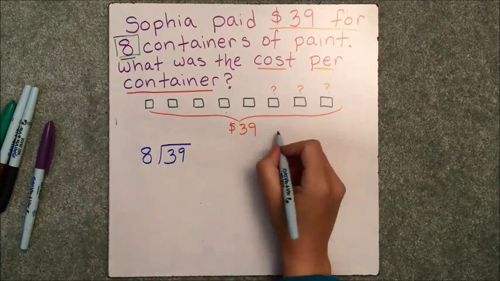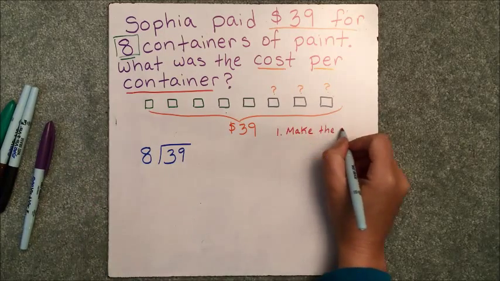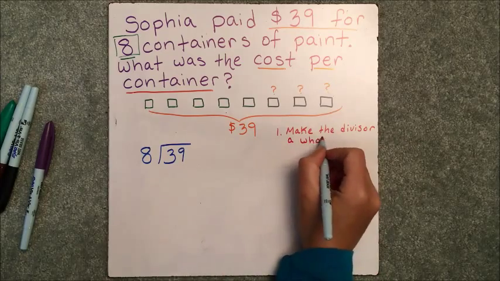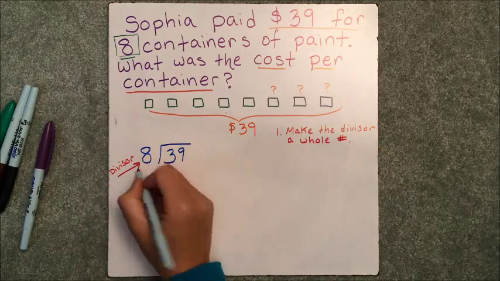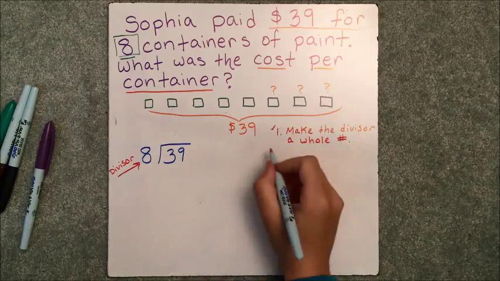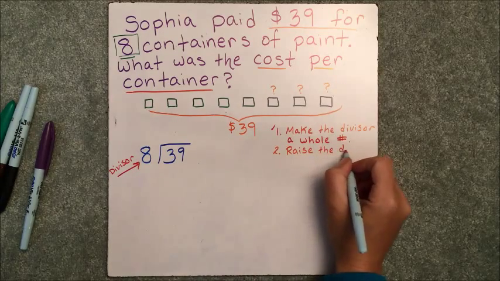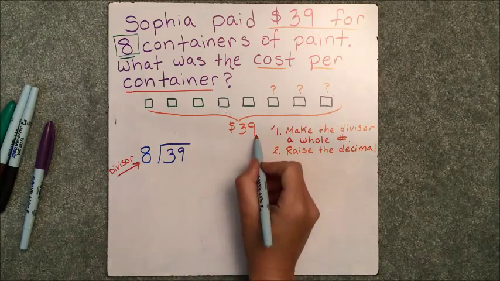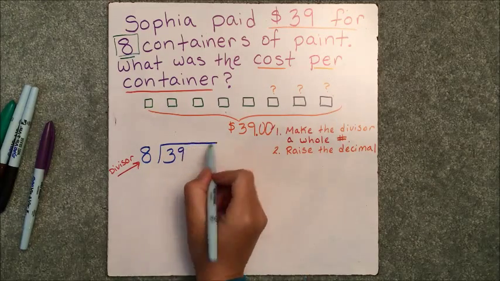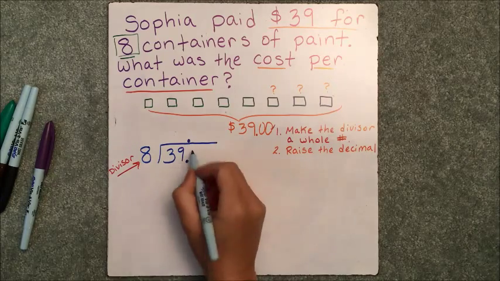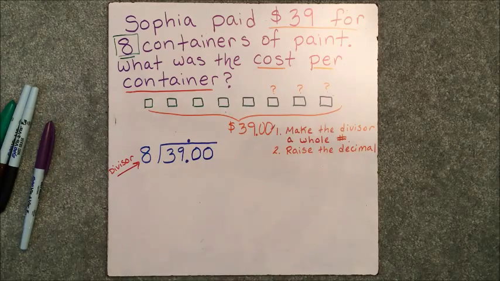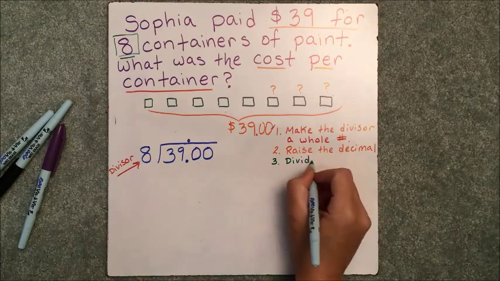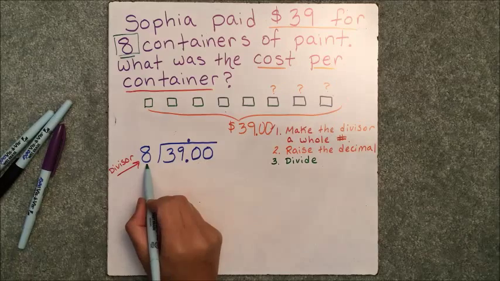Step 1 is always to make the divisor a whole number. And remember, the divisor is always the number on the outside, and it already is a whole number, so we can go to the next step, which is to raise the decimal. Now, in a whole number, the decimal is always there, we just don't always write it. But with money, then we notice that the decimal is after the number. And then add a couple of zeros because we know we're going to have an answer with money. And step 3 is to divide. Now, pause here, try solving the problem on your own, and then come back to the video.